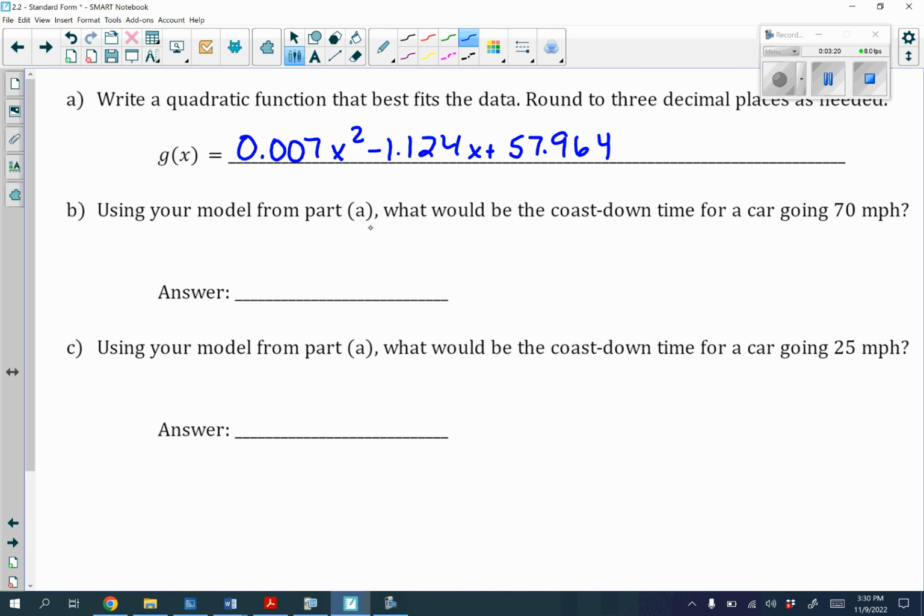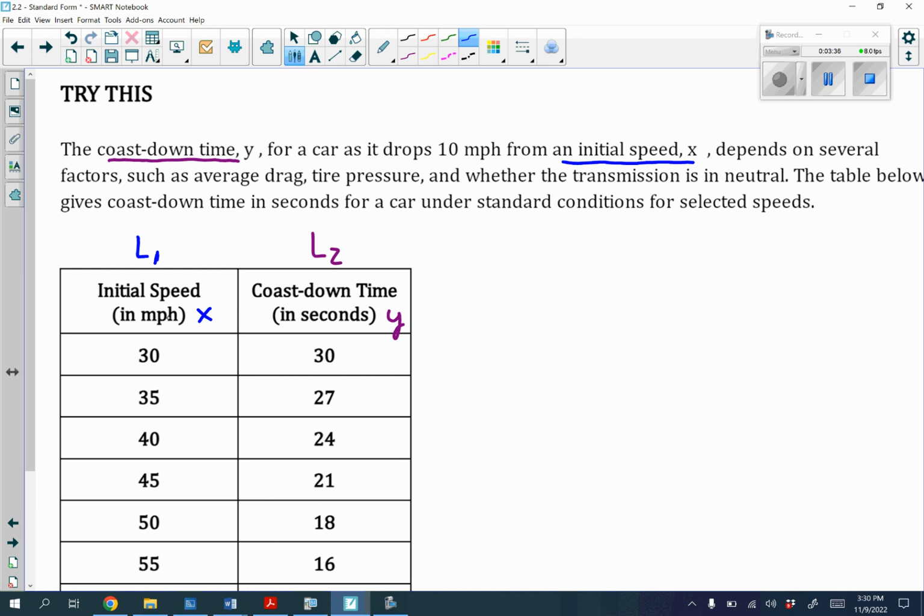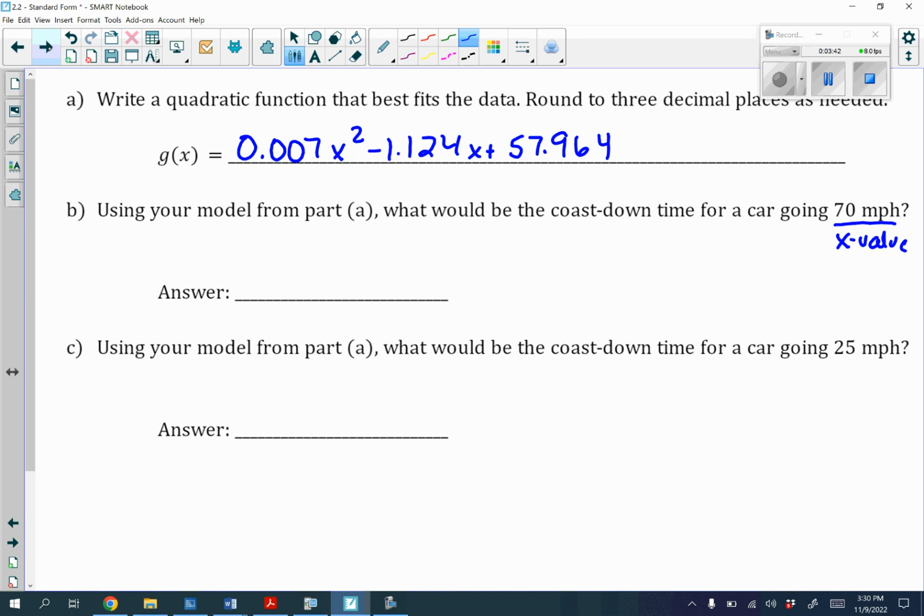Now it says, using your model from part A, what would be the coast time for 70? So 70 is our x value because that is our initial speed in miles per hour. You might be wondering, how do I know that's my x value? Let's go back to our table. Notice when we set our x, it's in miles per hour. That's our initial speed. Since they gave us 70 in miles per hour, that's our x value.